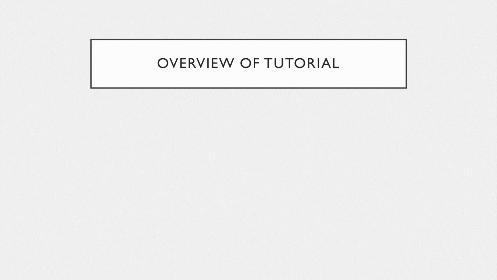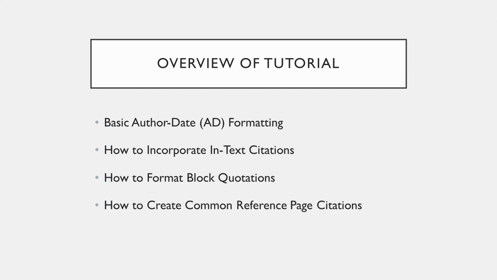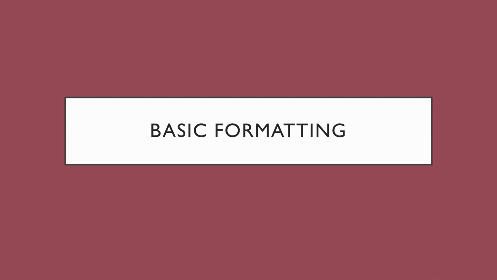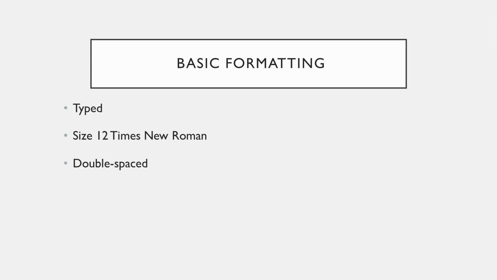This tutorial will discuss basic author date formatting, how to incorporate in-text citations, how to format block quotations, and how to create common reference page citations. Let's begin with basic formatting. A CMS formatted paper will be typed using Times New Roman and the font size should be 12. Most of the paper will be double-spaced with 1-inch margins on all sides, and it will include a title page.